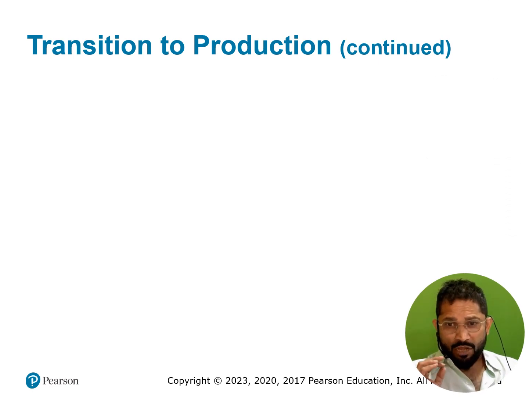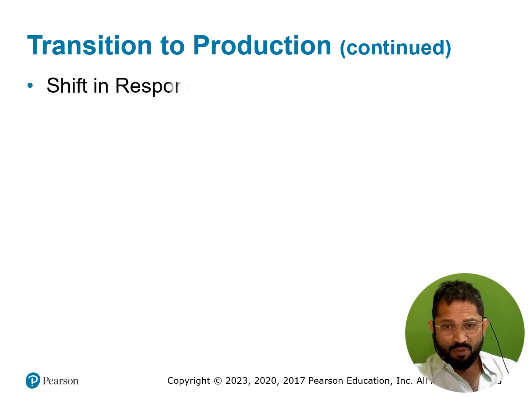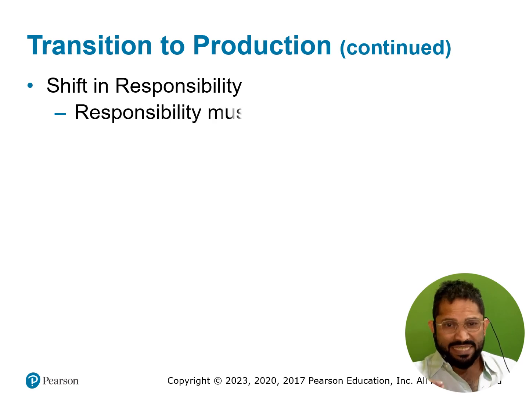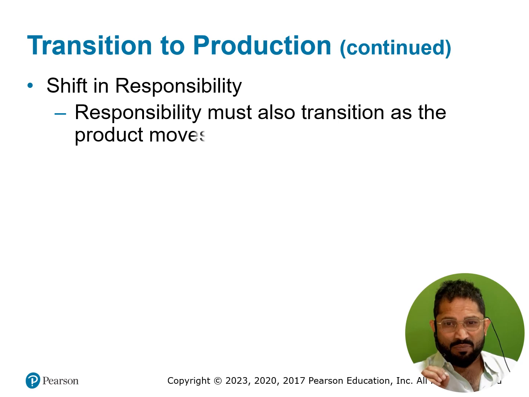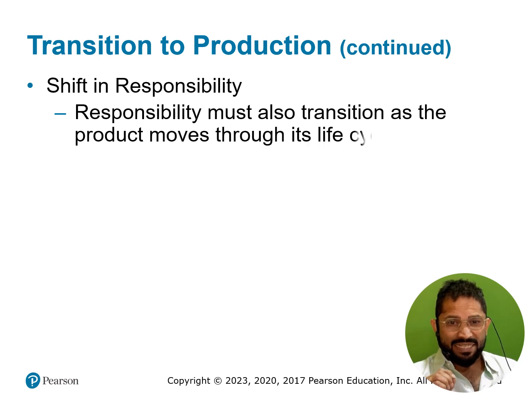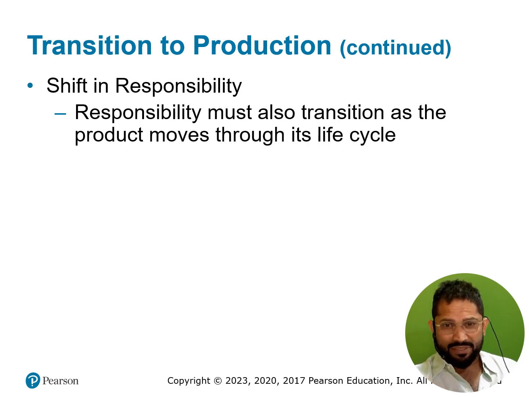Transitioning to production involves more than just technical considerations. It also entails a shift in responsibilities and management approaches as the product progresses through its life cycle. Here are some key points to consider. Shift in responsibility. As the product moves from the design phase to production, there is a transition in responsibility from design teams to line management.